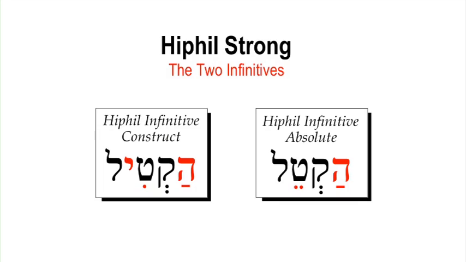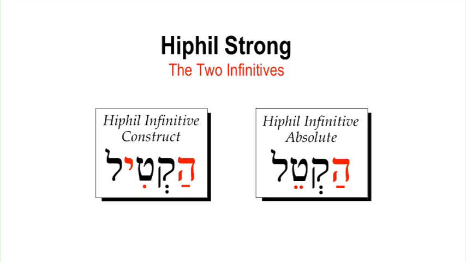Now let's move to the infinitive construct and infinitive absolute in the Hiphil stem. Look at your screen. Here we have listed on your screen the two infinitives of the Hiphil stem. In the left box, the Hiphil infinitive construct, haktil. In the right box, the Hiphil infinitive absolute, haktel. Both infinitives exhibit the he pathach that is diagnostic of the Hiphil stem, and the stem vowel is variable. The infinitive construct maintains the hireq yod stem vowel. The infinitive absolute maintains the tsere stem vowel.